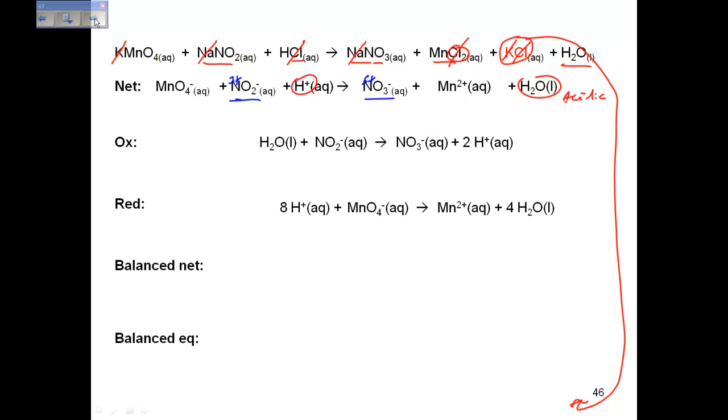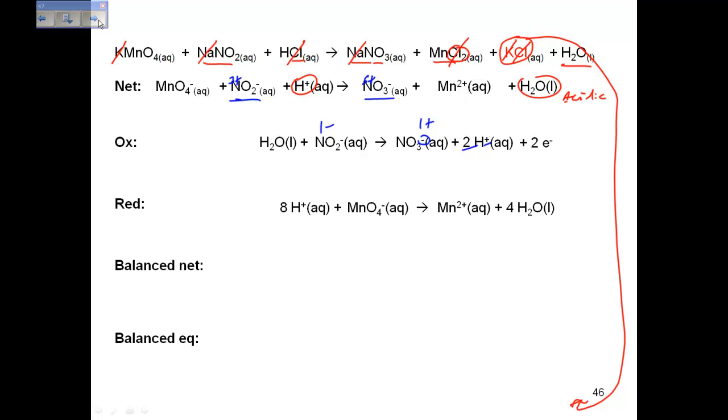Let's talk about charges. For the oxidation, I have water, which is neutral, has 0. I have NO2 minus with 1 minus. Therefore, my total is 1 minus on my reactant side. On the product side, I got 1 minus from the NO3, and I have 2 pluses. So 1 minus and 2 pluses gives me a 1+ on my product side. The only thing I have at my disposal is electrons, so I'm going to have to add 1 electron to the product to get it to 0, and another electron to get it to -1. So I end up adding 2 electrons to my product side.